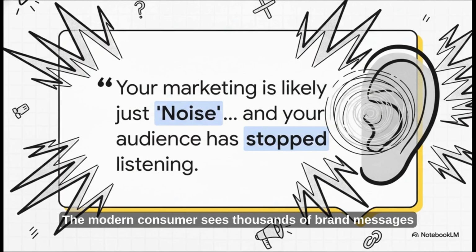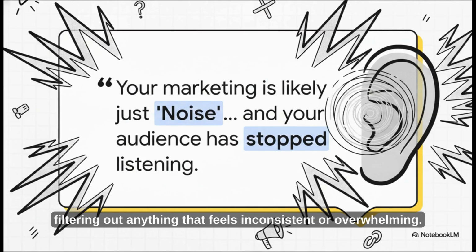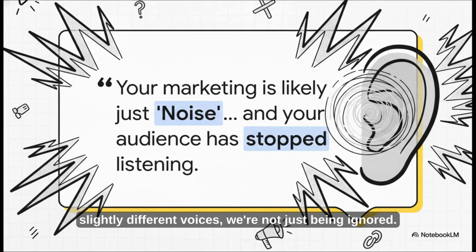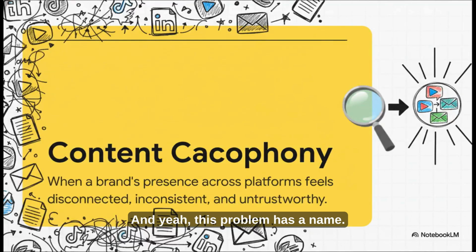Think about it. The modern consumer sees thousands of brand messages a day, and their brains, as a survival mechanism, have gotten incredibly good at building walls, filtering out anything that feels inconsistent or overwhelming. So when we're shouting from a dozen different platforms with a dozen slightly different voices, we're not just being ignored. We're actively being flagged and filtered out as untrustworthy noise. The problem isn't the volume, it's the lack of a clear, single melody. And yeah, this problem has a name: content cacophony.